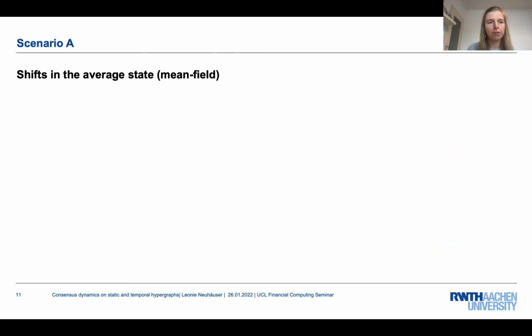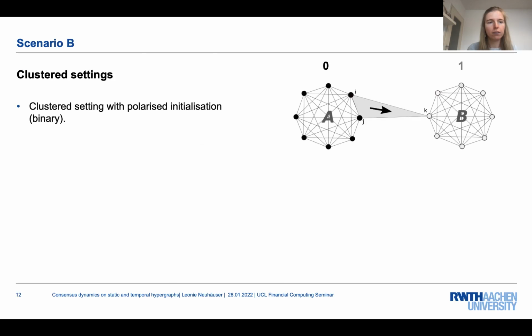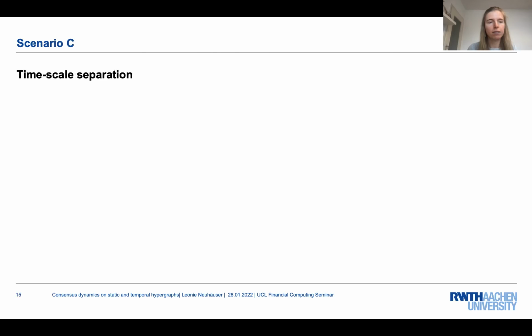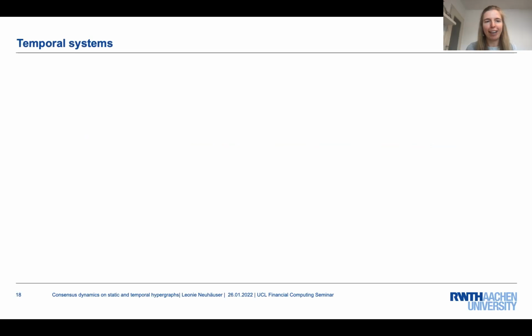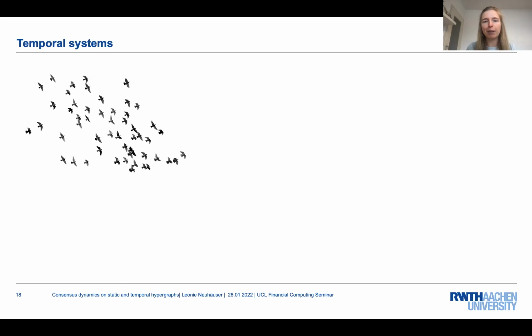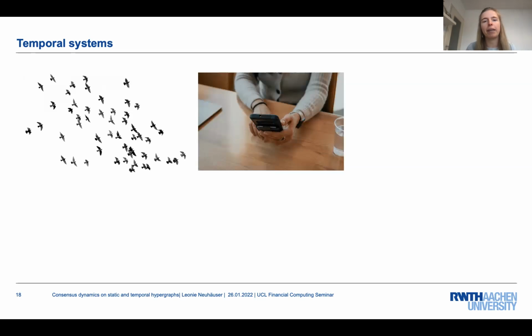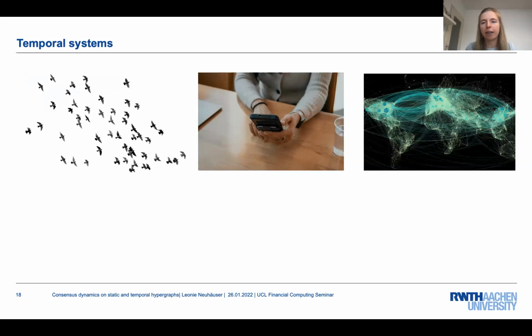Any other questions for now? Okay, if not, I will turn over to the temporal case now. So consensus dynamics on temporal hypergraphs. Yeah, the motivation behind that is simple. In a number of application scenarios, may it be animal movement patterns or contact networks derived by phone calls or transportation patterns and opinion formation in social networks, we are interested in understanding a dynamical process which is taking place over a time-varying network structure.